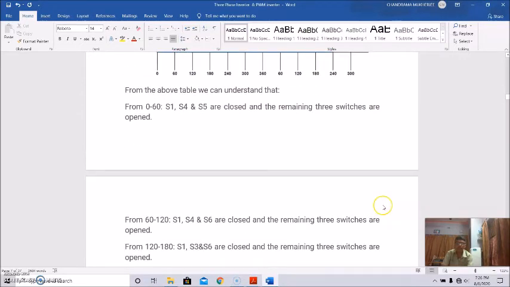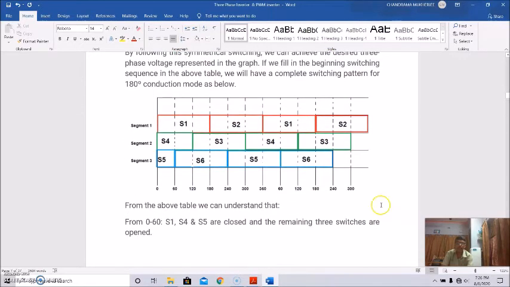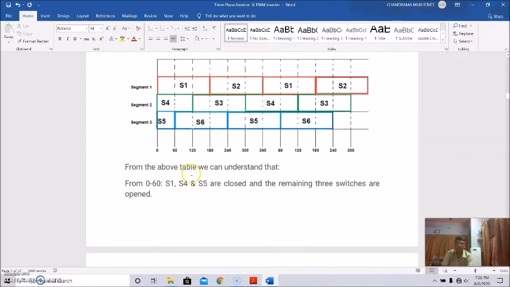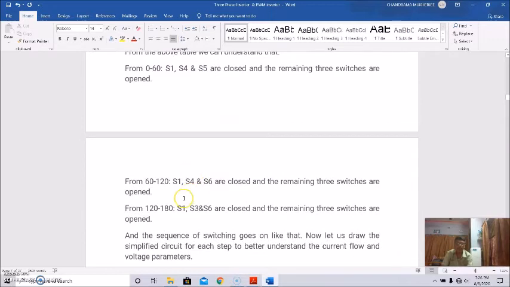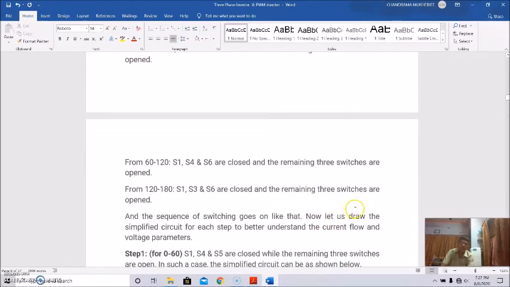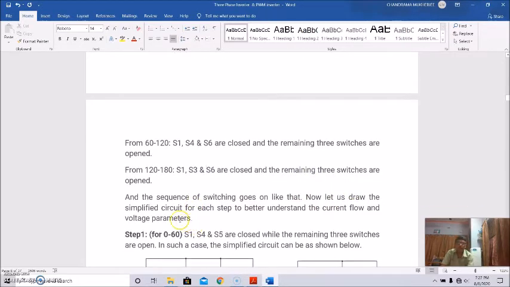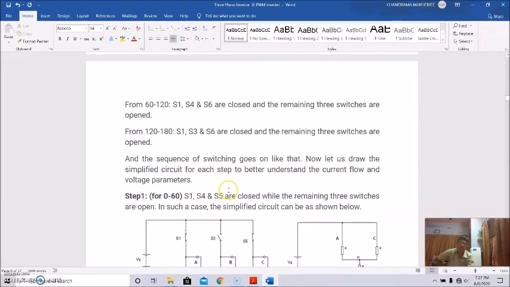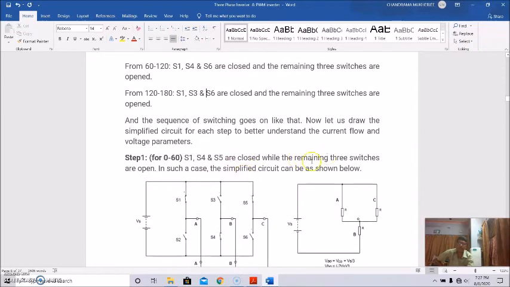Again, from 60 to 120 degrees, we find that S1, S4, and S6 are closed, and the others are open. In this way, from 120 to 180 degrees, S1, S2, and S6 are closed, and the remaining switches are open. So the sequence of switching goes on like that. Now let us draw the simplified circuit for each step, to better understand the circuit.